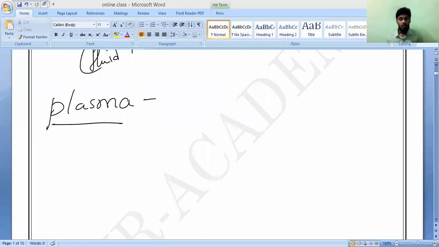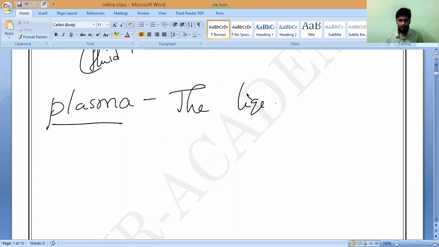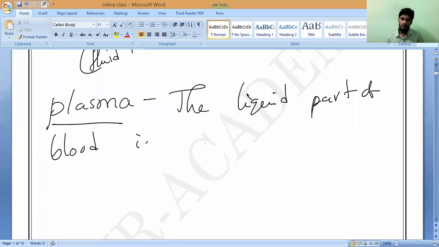Plasma means, remember, plasma is the liquid part of blood. That is what we used to call plasma. This plasma is a colorless liquid, which consists mainly of water with many other substances dissolved in it. That is what you have to remember. So the liquid part of blood is called plasma.